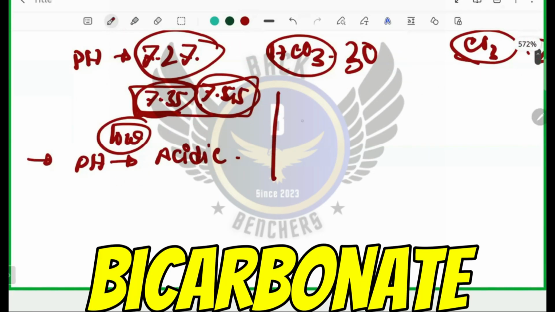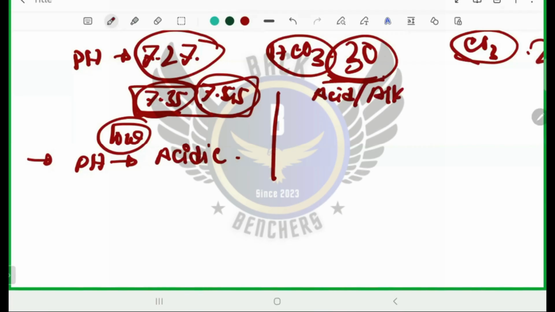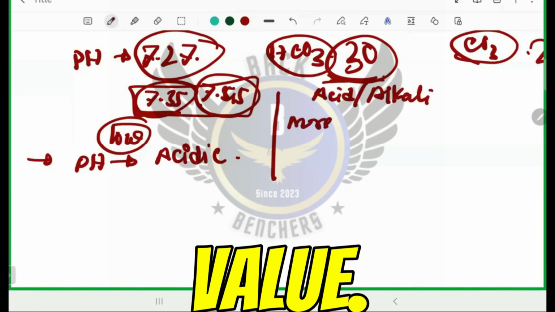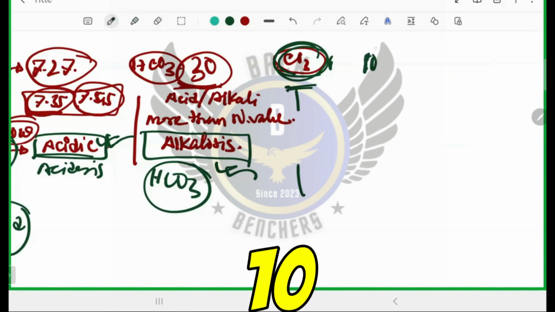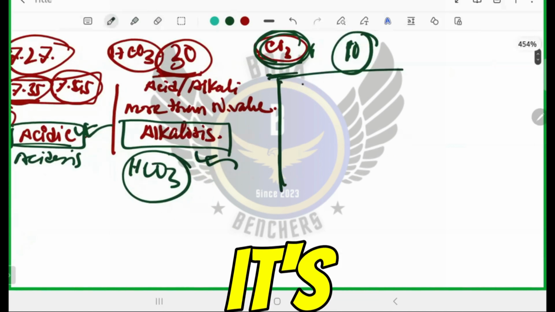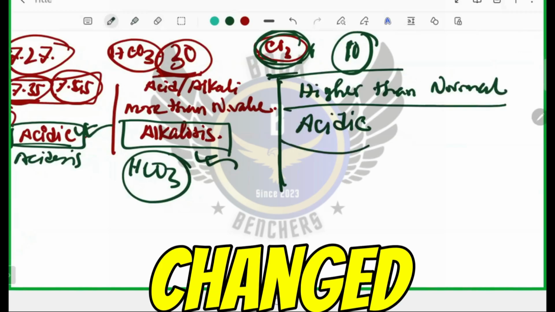And what about bicarbonate? HCO3 is 30. Acid or alkali? It's more than the normal value, so it's alkalosis. Partial pressure of carbon dioxide is 10. That means it's higher than normal. That is acidic. We have changed the parameter.